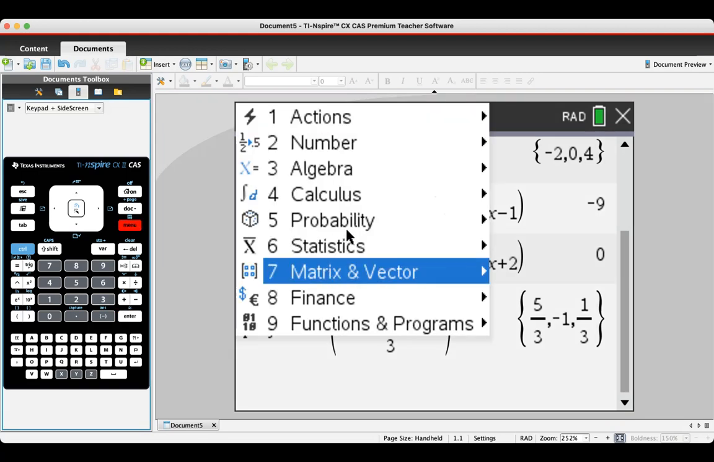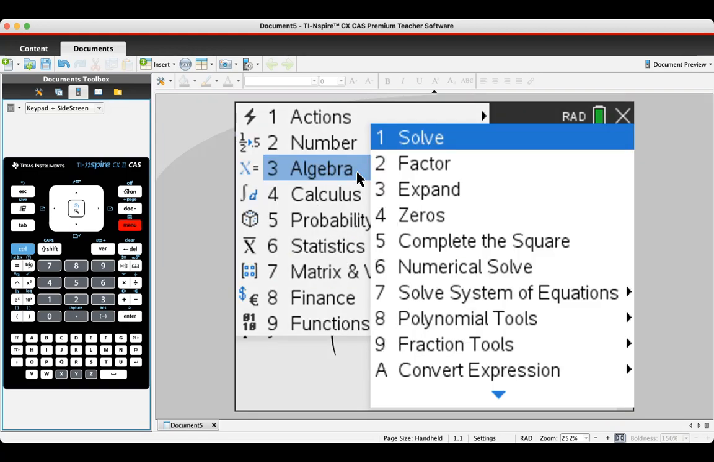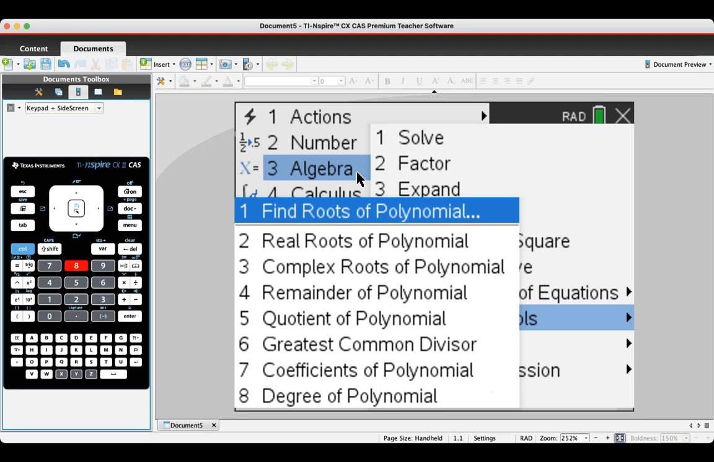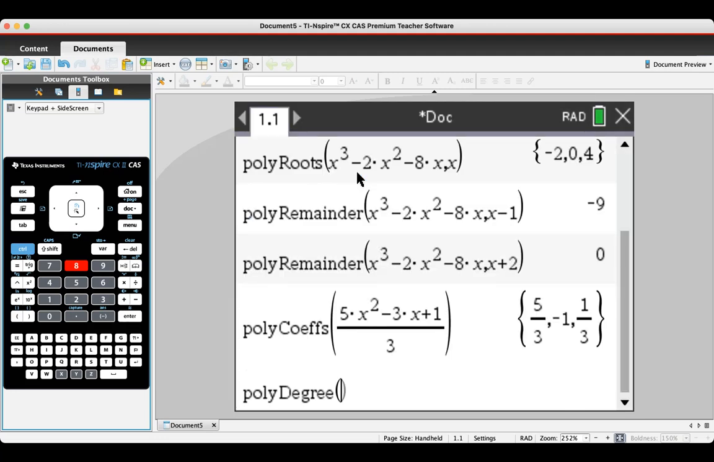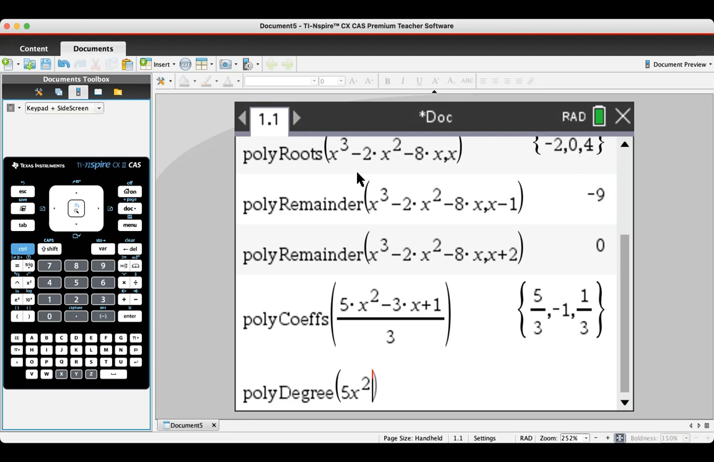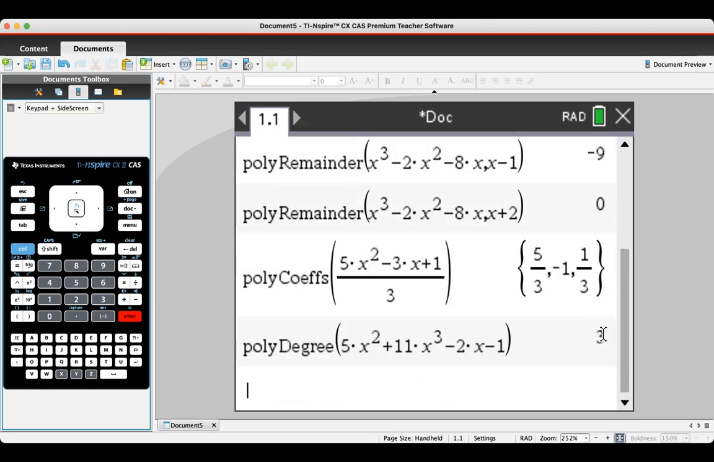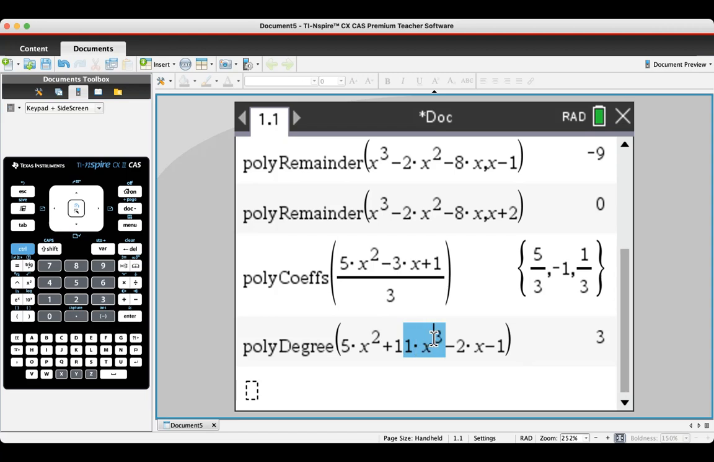Two more examples and I'll leave it here. Algebra, polynomial tools, degrees of polynomial. So again, I'll just put in a random one: 5x squared plus 11x cubed minus 2x minus 1. Maybe that's the polynomial. And it tells me it's a degree 3 polynomial because there it is in the middle, x cubed. So it's a degree 3 polynomial.